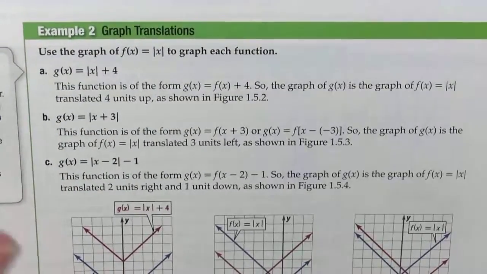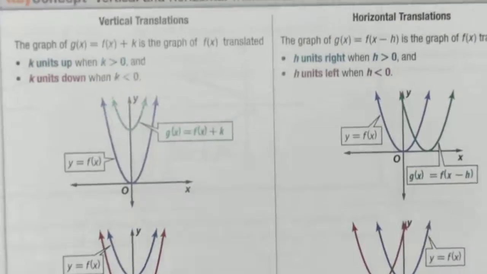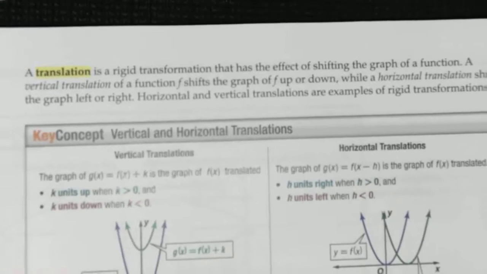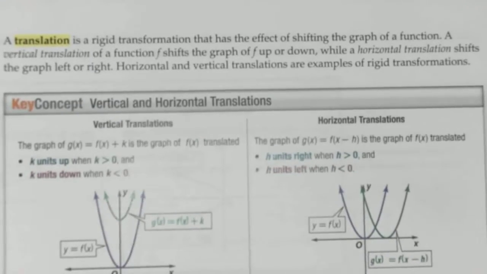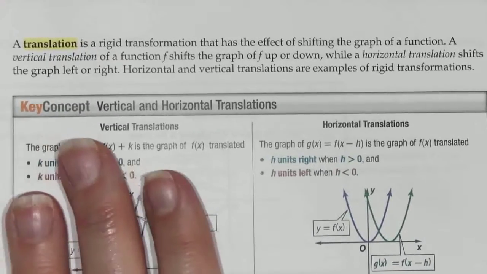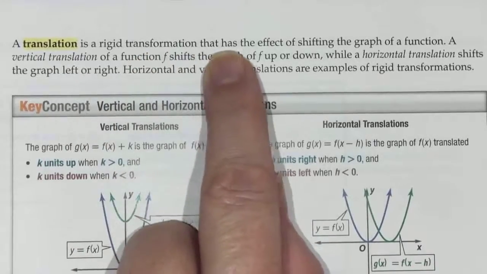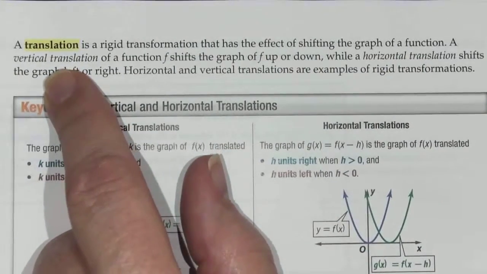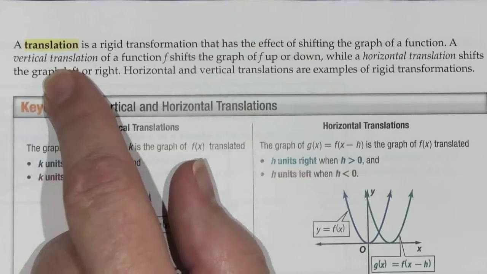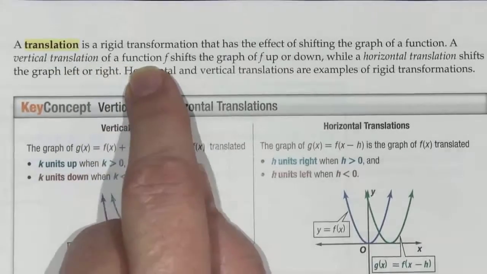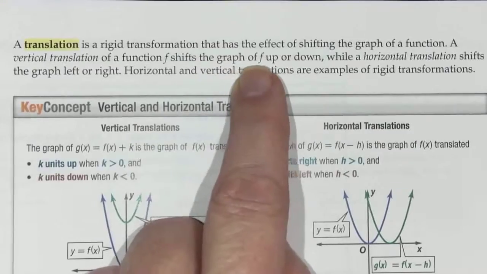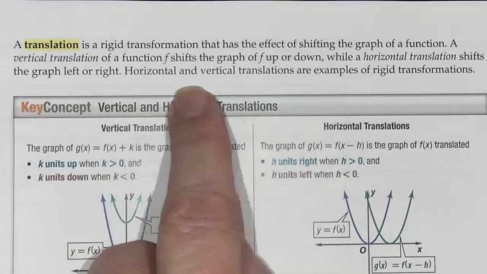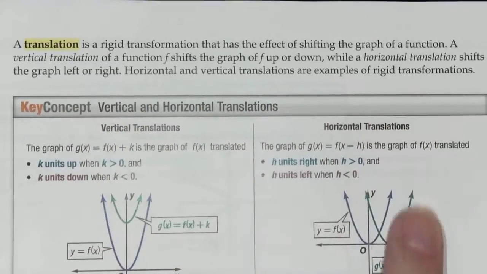Okay. All right, let's go to translations now. Do you guys remember this stuff? Hopefully, because I know I'm going a little bit fast here. Okay, a translation is a rigid transformation that has the effect of shifting the graph of the function. A vertical translation is going to shift it where? Up and down. A vertical translation of the function f shifts the graph of f up or down, while a horizontal translation shifts the graph left or right. Horizontal and vertical translations are examples of rigid transformations.